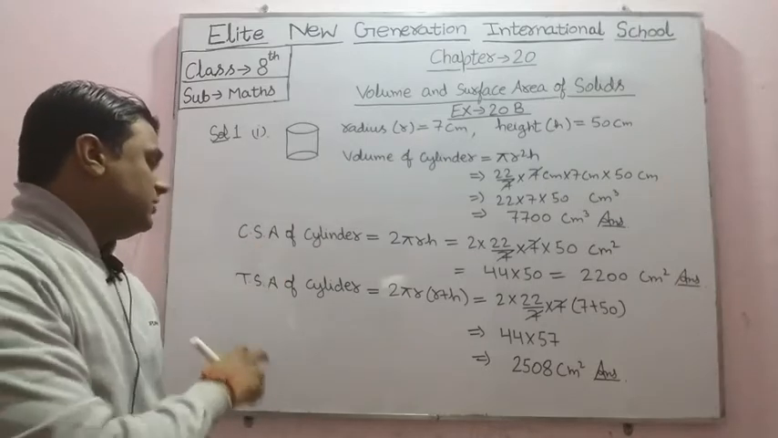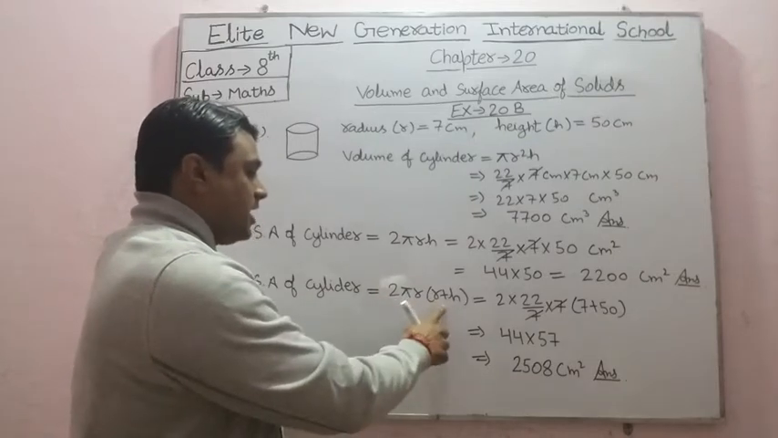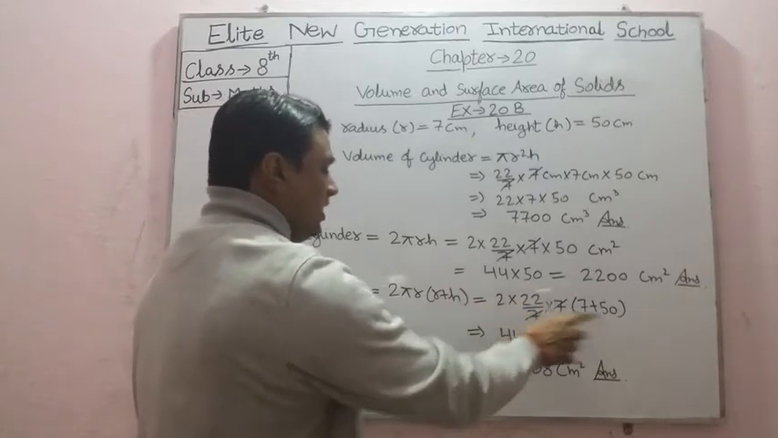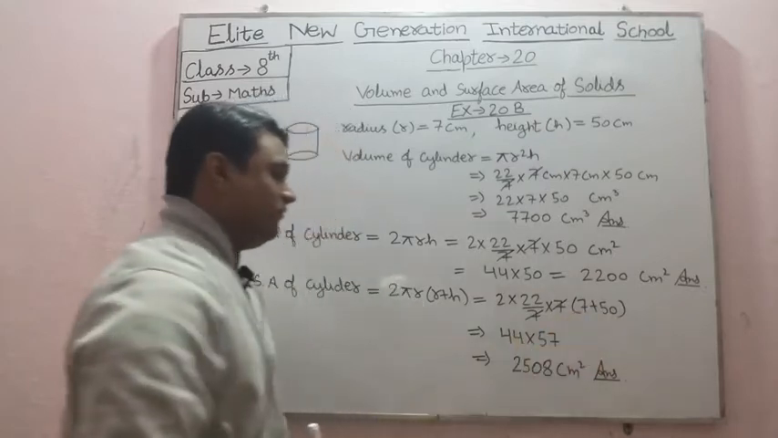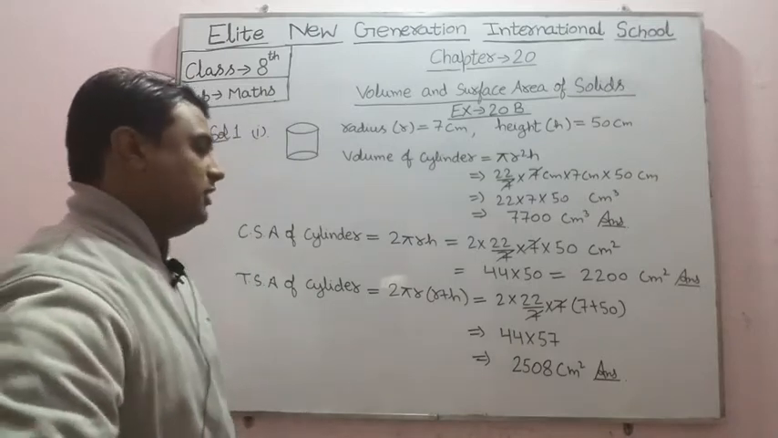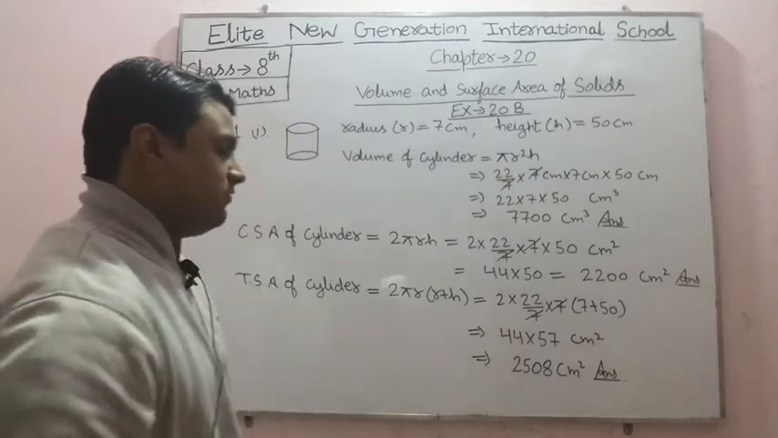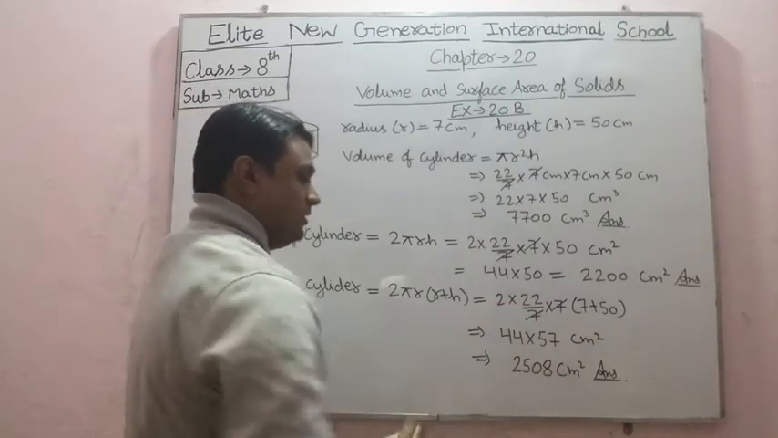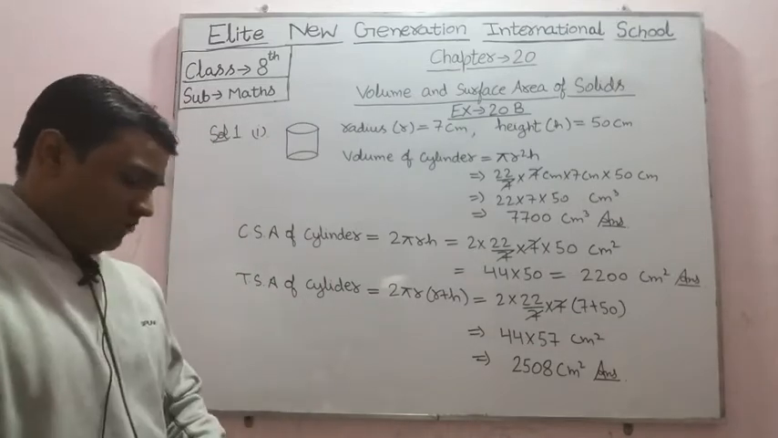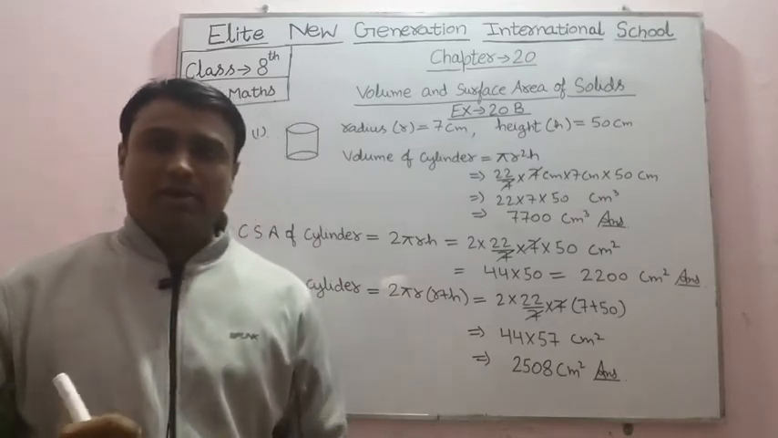Now the total surface area of cylinder. The total surface area of cylinder is given by 2 pi r (r plus h). Here the value of r is 7. So 2 into 22 upon 7 into 7 in bracket r plus h, that is 7 plus 50. Now 7 will cancel by this 7. 2 into 22 will be 44, and 44 into 57 will be 2508 centimeter square. So 2508 centimeter square is its total surface area. In this way we can do this question, and the remaining part of this question you can try yourself.